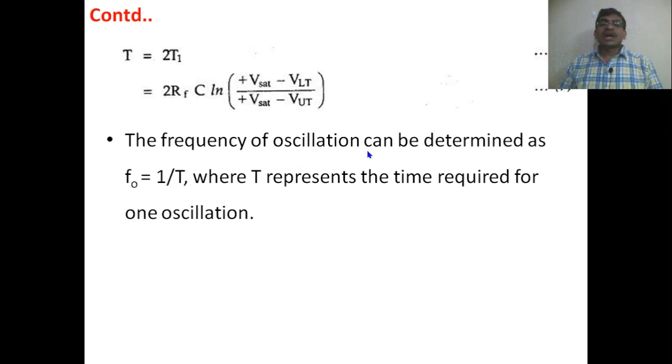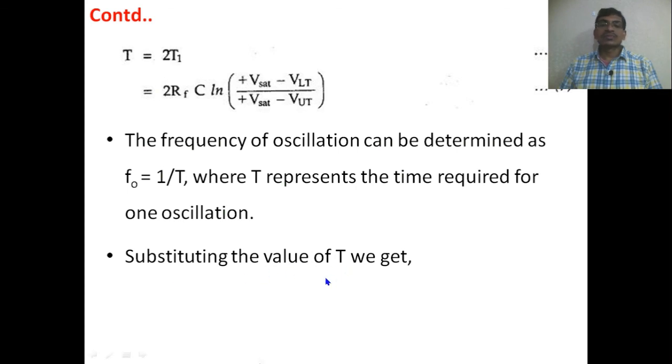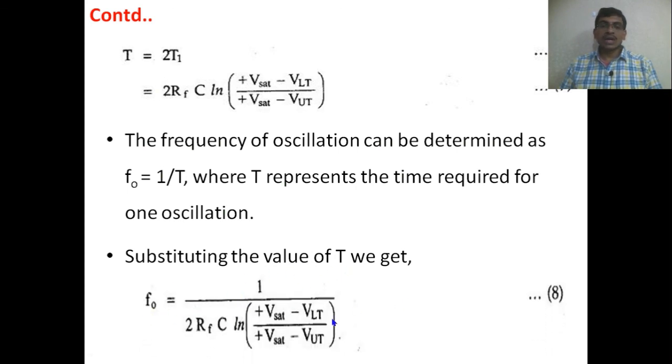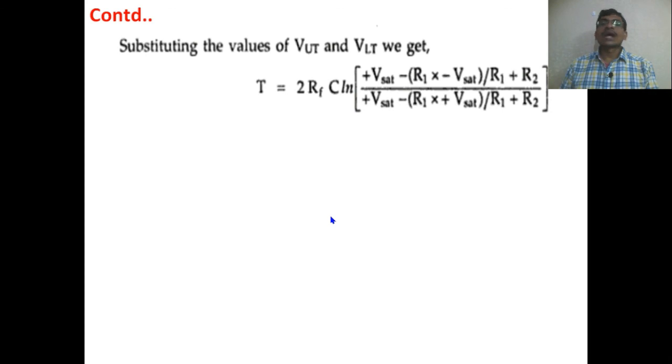The frequency of oscillations can be determined by f naught is equal to 1 by T. We already know frequency is equal to 1 by time period, where T represents the time required for one oscillation, which is equal to this one. Therefore, by substituting the value of T in the above equation, f naught is equal to 1 by 2 RF C ln of plus Vsat minus VLT by plus Vsat minus VUT. This is the frequency of oscillations of the square wave of the astable multivibrator.